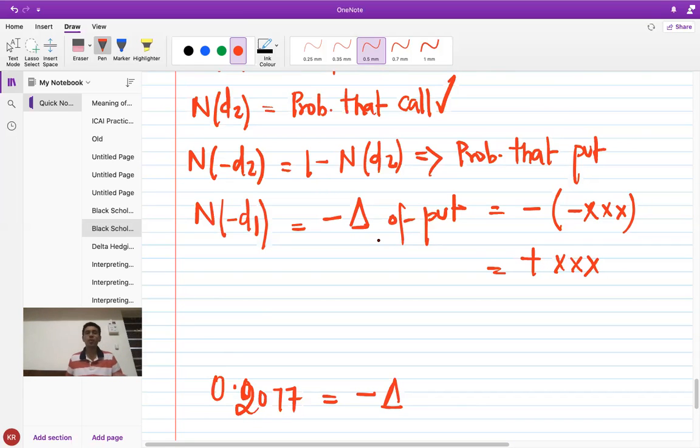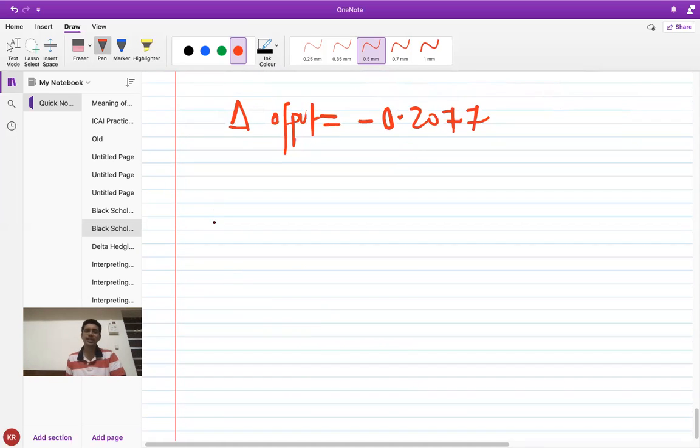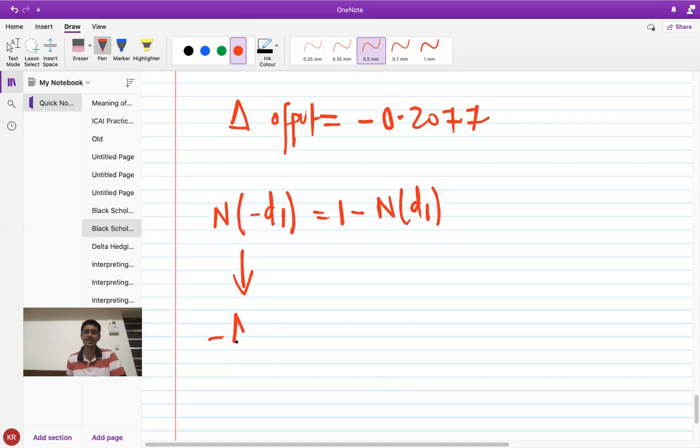And if you remember how we calculated N minus D1, we calculated it as N minus D1 is equal to 1 minus ND1. Agreed? This I'm telling you is minus delta of put. And this is delta of call.